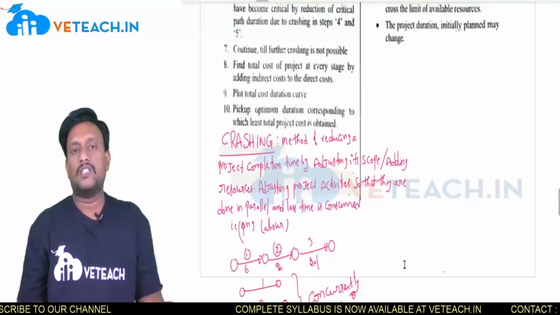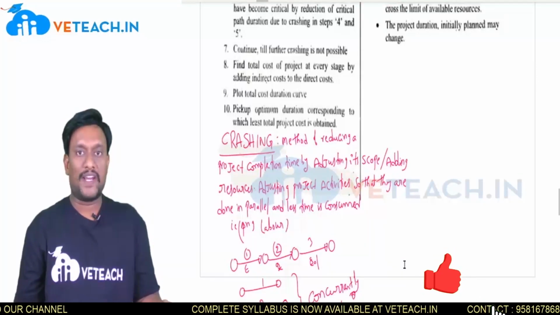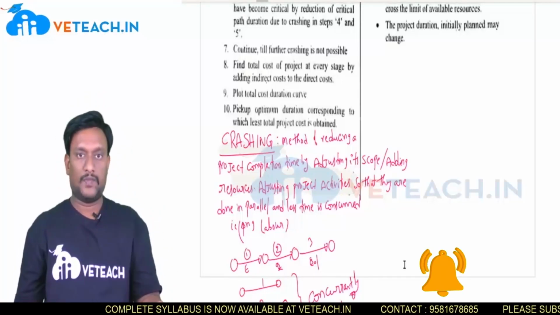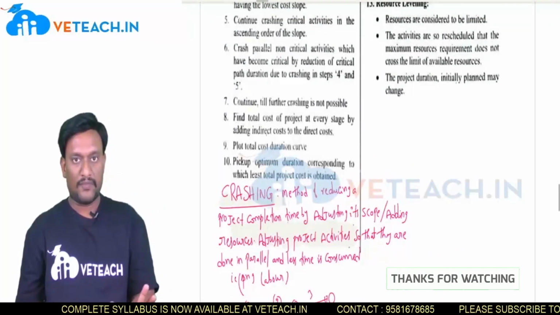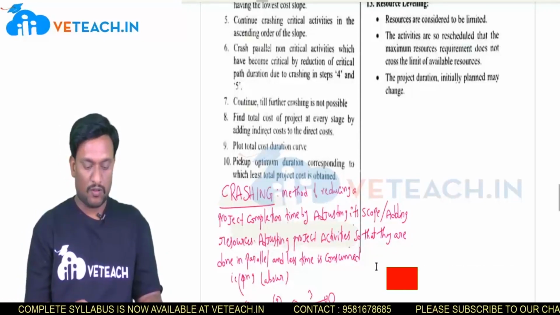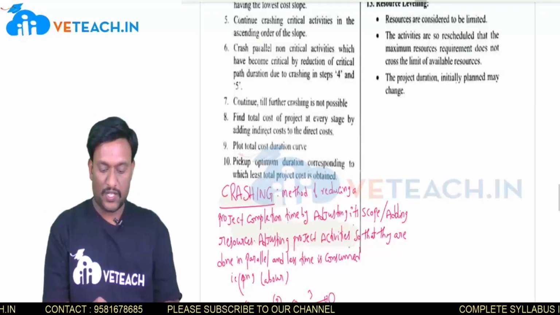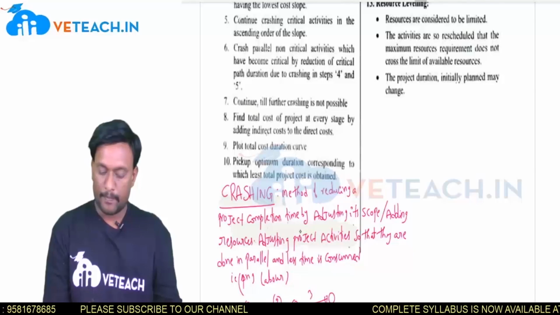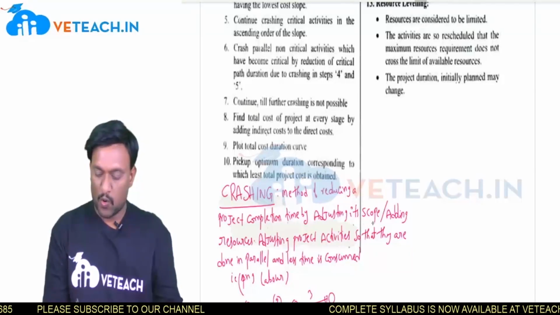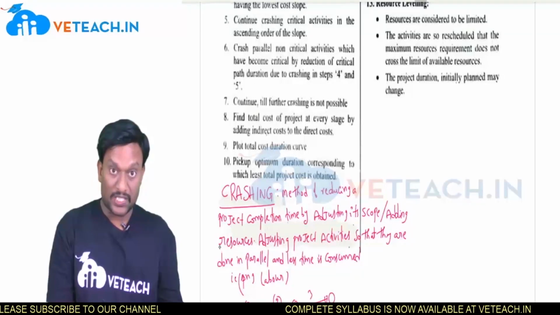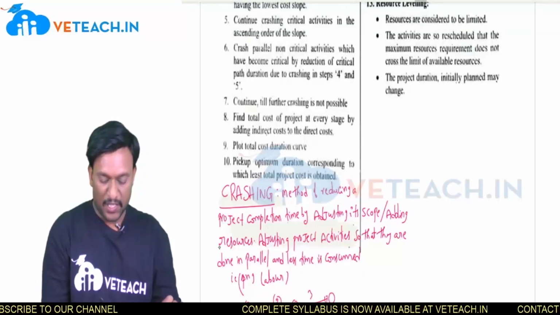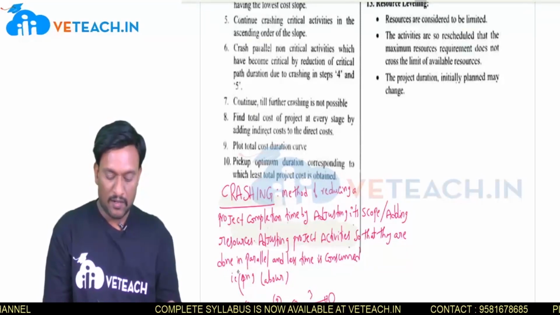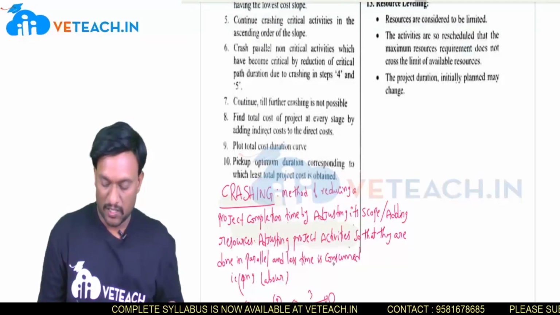Now look here, this is nothing but reducing the completion time of the project by providing more or additional resources. What is the meaning of crashing? All of you just have a look on this board. Crashing is the method of reducing a project completion time by adjusting its scope or adding resources. Note this point: adding resources, adjusting project activities so that they are done in parallel and less time is consumed.